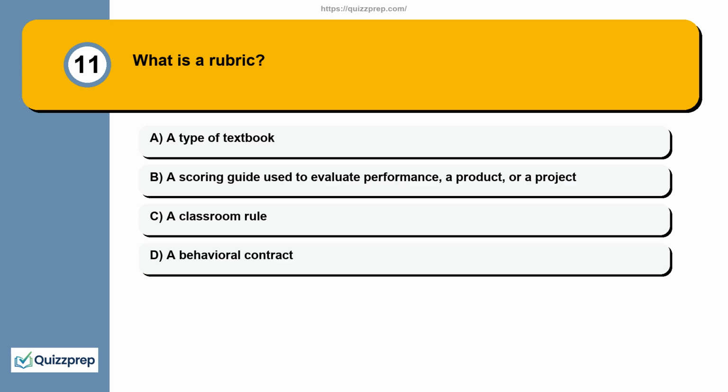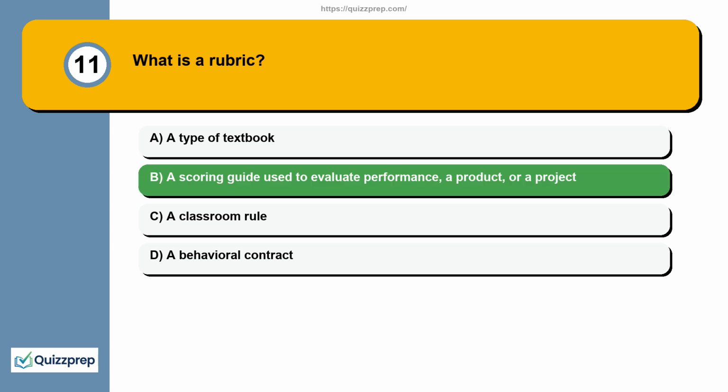Question 11. What is a rubric? Here are your options. Option A. A type of textbook. Option B. A scoring guide used to evaluate performance, a product, or a project. Option C. A classroom rule. Option D. A behavioral contract.